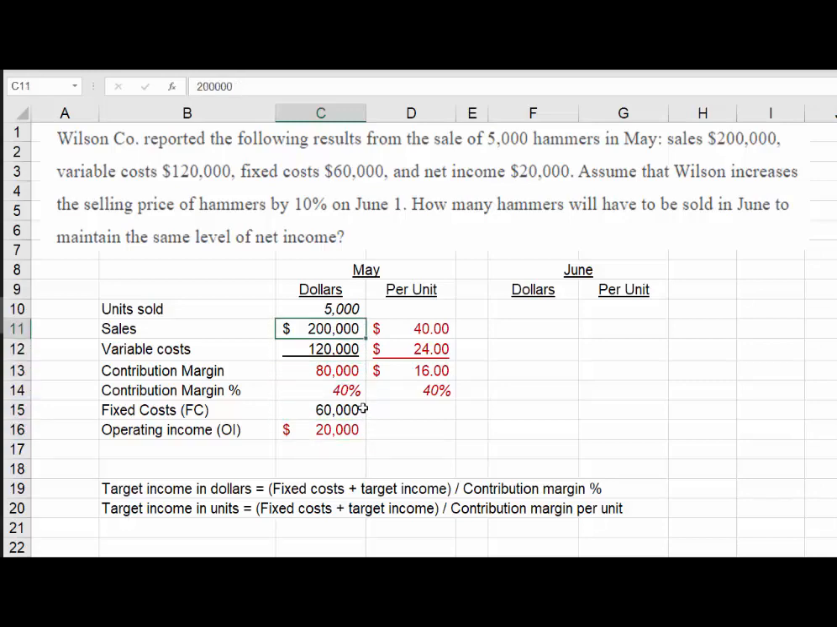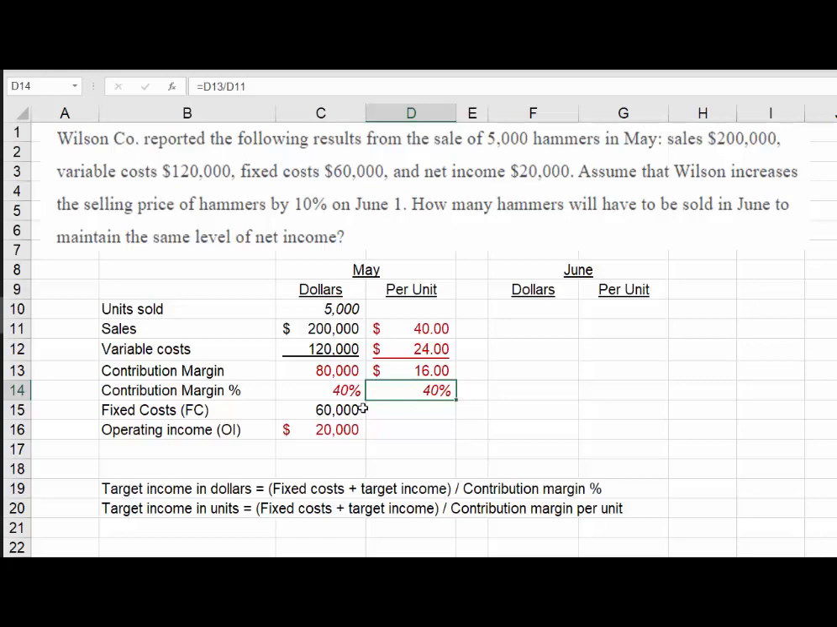Now, let's figure it out on a per unit basis. They gave us sales of 200,000 and told us that the sales were 5,000 units. So take 200,000 divided by 5,000, and we know that we're selling it for $40 a unit. The variable cost is 120,000 divided by 5,000 units. Then we could take 80,000 divided by 5,000 units or simply subtract the variable cost from the sales. Either way, we'd get the same $16 per unit contribution margin. Then if we divide that out, we should get 40%, just like we did in the dollars column. So whether we do it in dollars or units, it's still a 40% contribution margin.